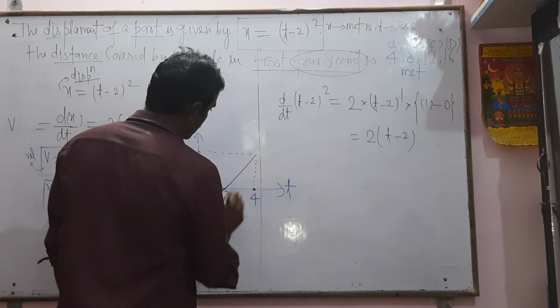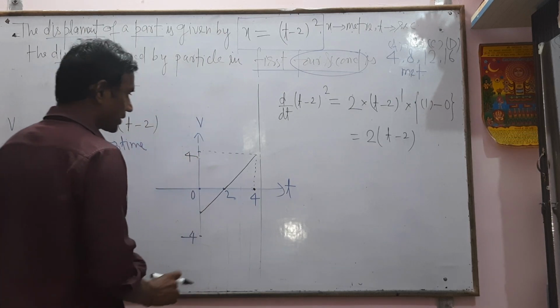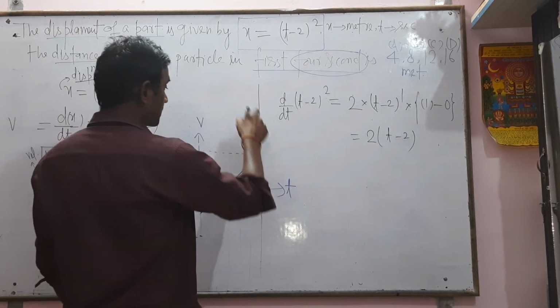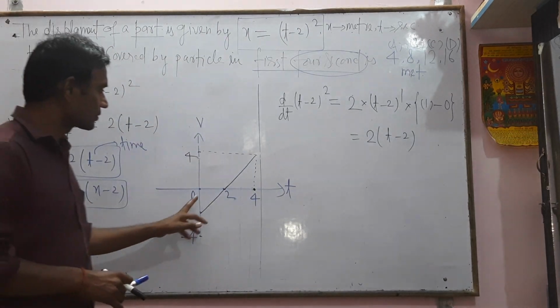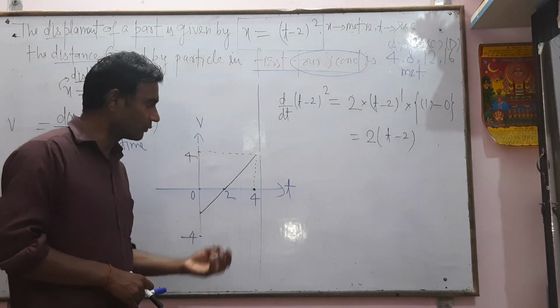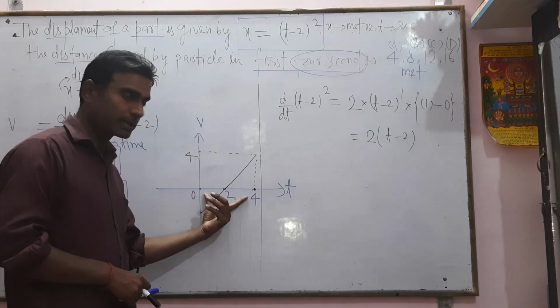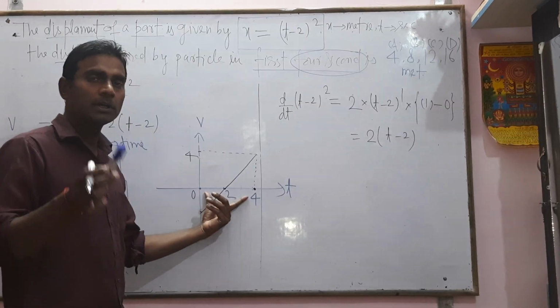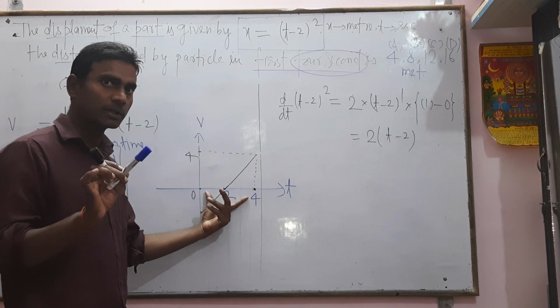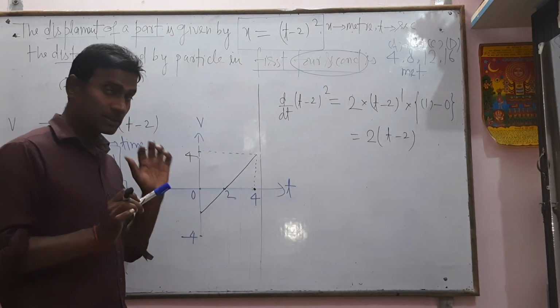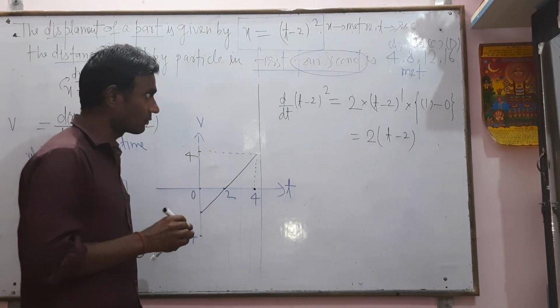This number equals to at t equal to 4 second, because we need the distance in the first 4 second. So 0 and 4. First 4 second means we need the distance in first 4 second, not the displacement in first 4 second.